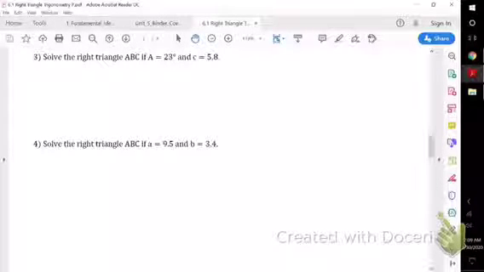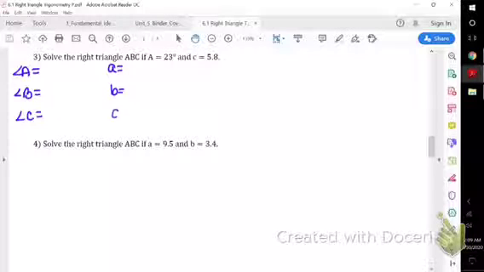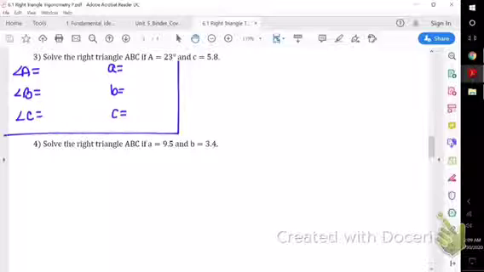6.1, Part 2, Example 3 says solve the right triangle ABC if angle A is 23 degrees and side C is 5.8. What I'm going to do here is set up what I call a little answer block. So I have angles A, B, and C in here, and then I have sides A, B, and C, because it said to solve the right triangle. Once I have all of these answered, I am completely done with this problem.